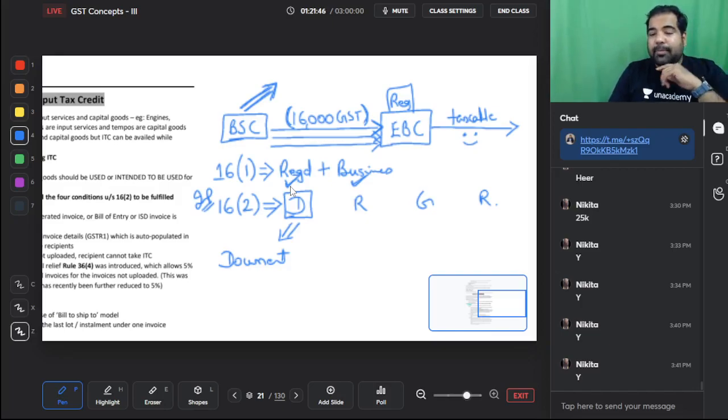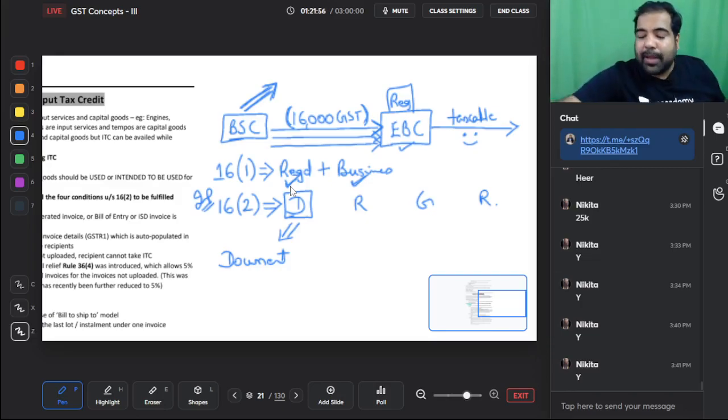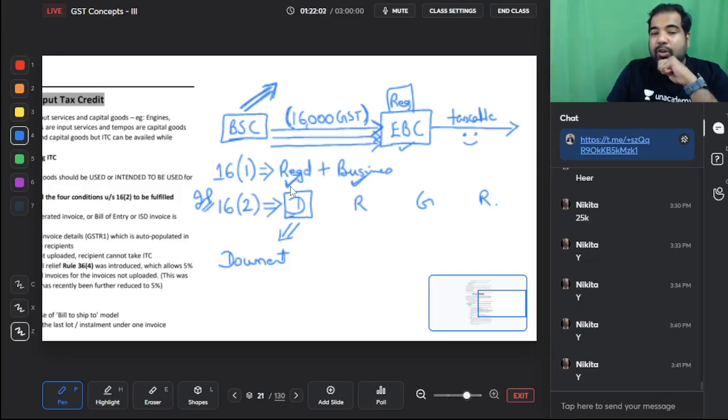But guys, here is my problem. I am supposed to get credit, and for that I have to depend on my supplier. What if the supplier is delayed? What if the supply is not good? What if the supplier has a bad CA? And what if they don't upload the documents? If they don't upload the documents, I will not get this GST.